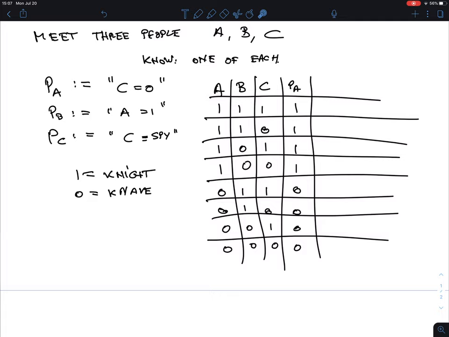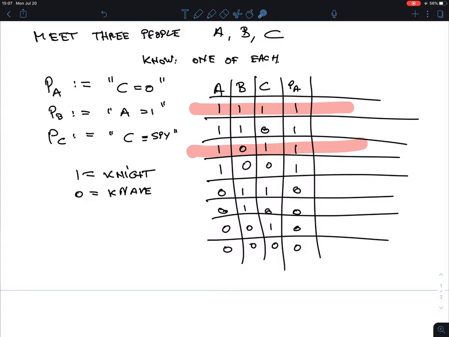PA says C is zero. So this is a true statement. Is this true? No, C is one in this case, so this is out the door. The next one says C is zero. Yes, because this is now a true statement and C is zero, so this is okay. This says C is zero, right? It's still a true statement, but no, so this one is out again. The next one, that's okay, right? It's a true statement, namely C is zero. Yep.